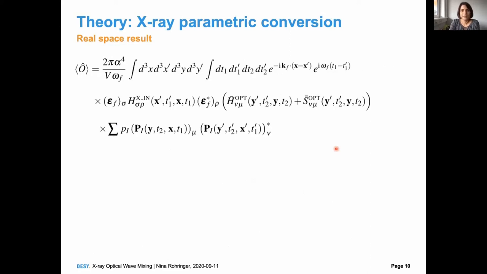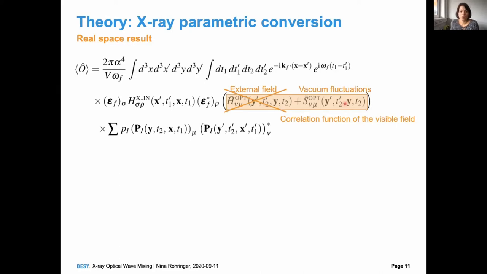So I will lead you a little bit through this equation. Here we are now in the position to really make quantitative assessments of this process. We have several things that appear. We have the properties of the optical field. This general expression still allows for applying optically external laser fields, as would be the case in sum frequency generation. For parametric down conversion, this term is actually zero.